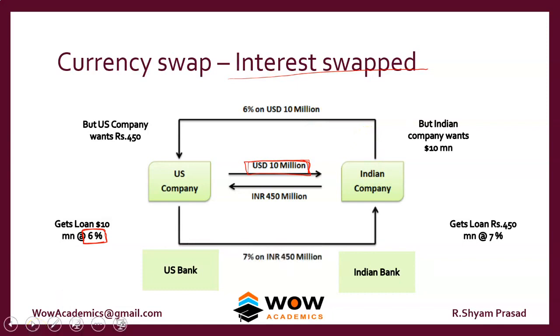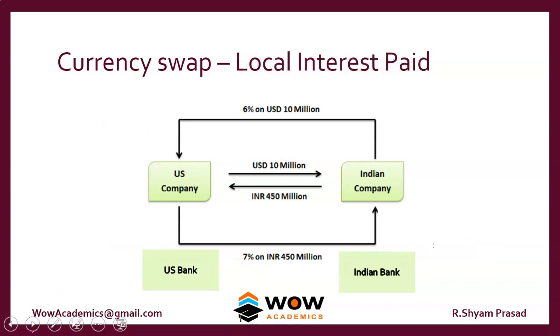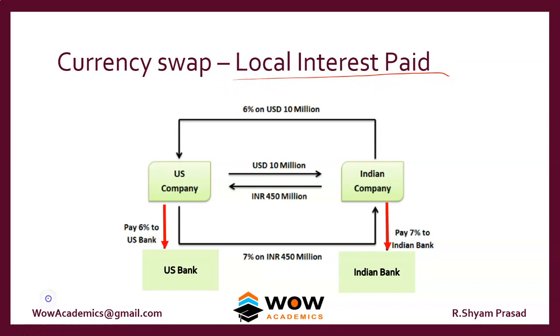So the US company in turn, for the 450 million Indian rupee that they got, pays the 7% interest rate, which is the Indian bank interest rate, to the Indian company. So once this has been paid, the US company pays the interest amount to the US bank, and the Indian company pays the interest to the Indian bank. So the interest has been paid. So that is about the local interest paid.